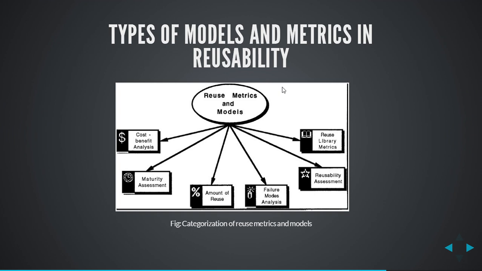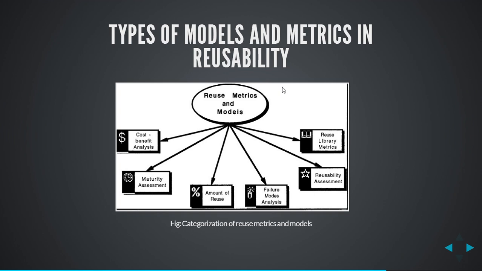Cost benefit analysis model. It includes economic cost benefit analysis as well as quality and productivity payoff. The cost benefit model provides economic cost benefit analysis, and maturity assessment models categorize reuse programs by how advanced they are in implementing systematic reuse.